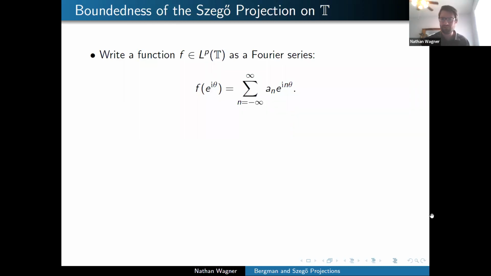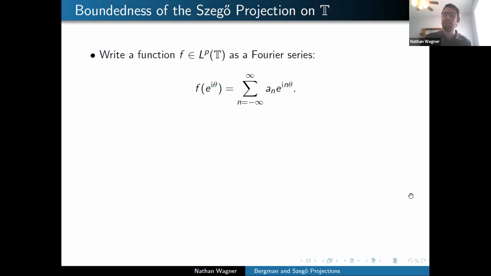So let me talk about the boundedness of the Szego projection on the circle. I'm not going to give a detailed proof, but I'm going to sort of justify why it's true. The reason is basically that it's related to the Hilbert transform on the circle, and the boundedness of the Szego projection is equivalent to the boundedness of the Hilbert transform on the circle, which is well known to be bounded on L^p. So I'll just reference that result.